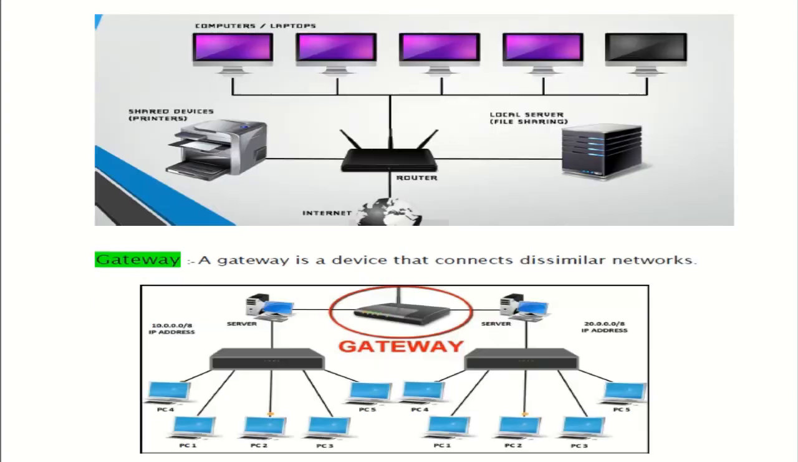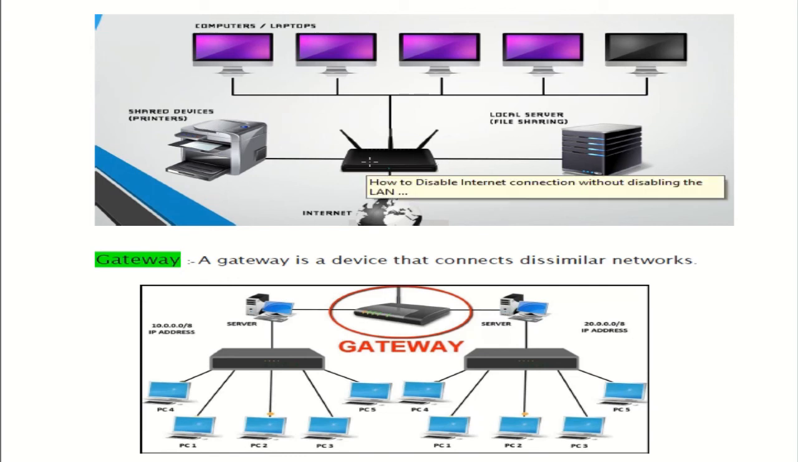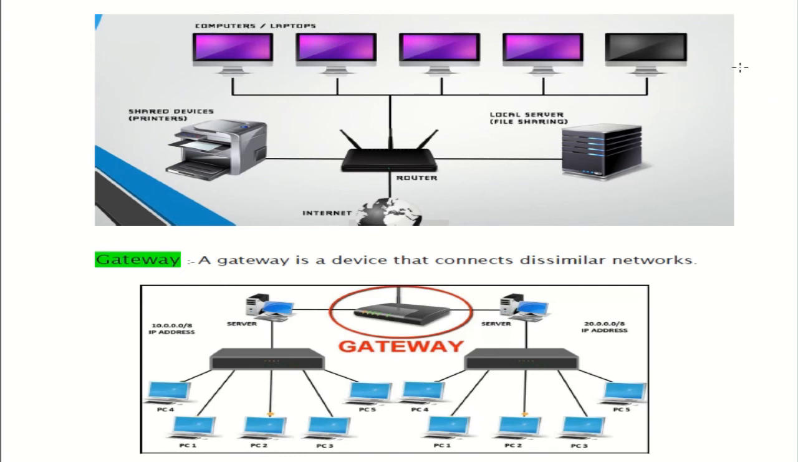You can see an example of how the router looks. This is your router, and this scan device is also connected, your file sharing device is also connected, and even the computers are connected. Next is your gateway. A gateway is a device that connects dissimilar networks. A router connects similar networks, but a gateway connects dissimilar networks. You can see that dissimilar networks are connected with each other.